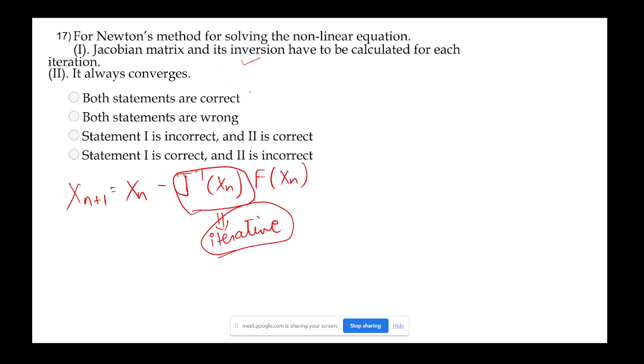Now the second statement, so the first statement is correct. The second statement says that it always converges. It is not necessary that it will always converge because it depends on the initial guess also. So this is not always true. So the second statement is not correct because 'always' cannot be there.